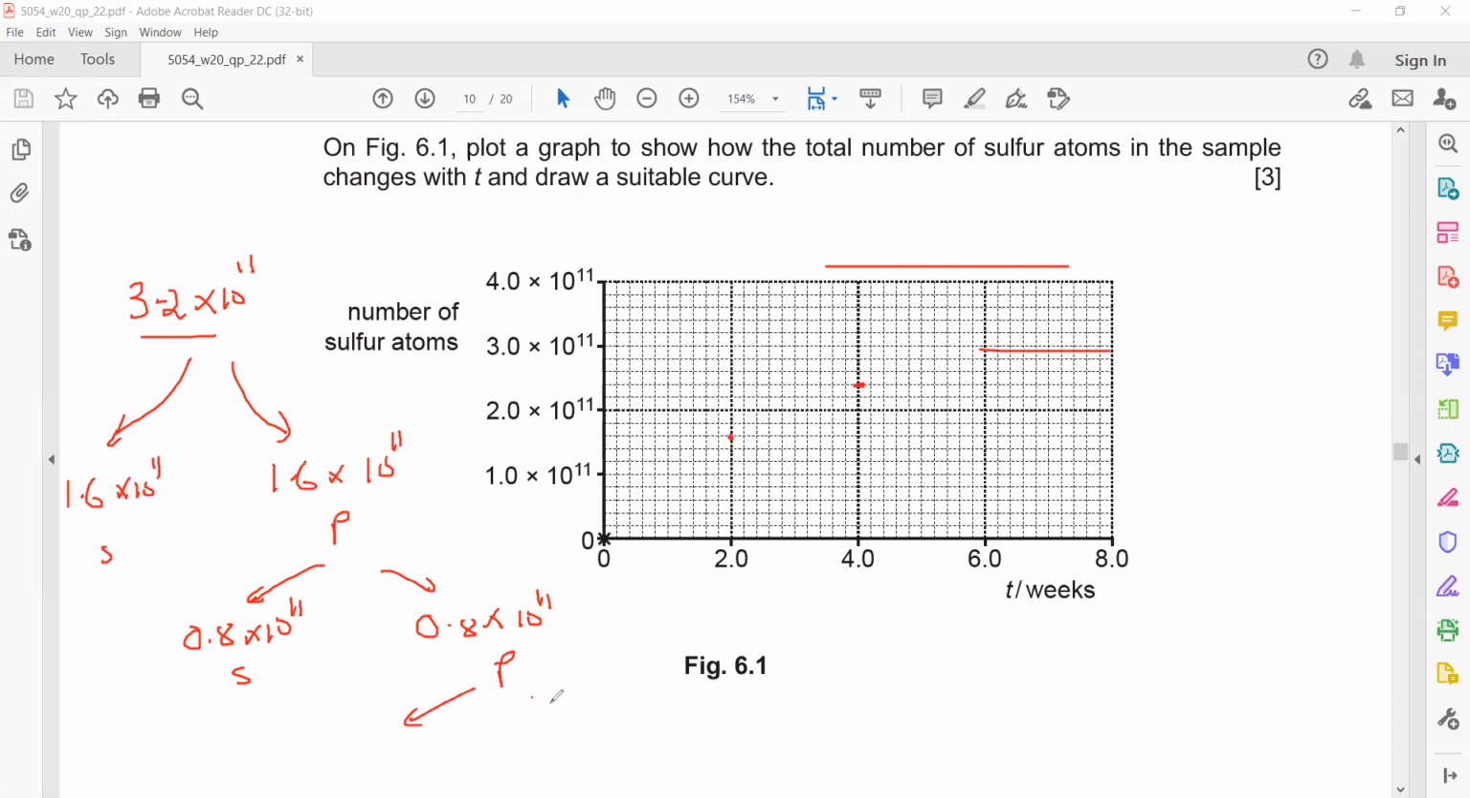And then after a further half-life, meaning after a further 2 weeks, it will be 0.4 times 10 to the power 11 phosphorus and sulfur. But what is the total number of sulfur present? Because we are plotting a graph for total sulfur. So 0.8 plus 0.4, it's basically 2.4, which was there till this point, plus 0.4. So it will be 2.8. So when we sketch, this will be the rough sketch. And then after a further half-life, it will be 0.2 more, so approximately it will be 3. The graph will be like this.